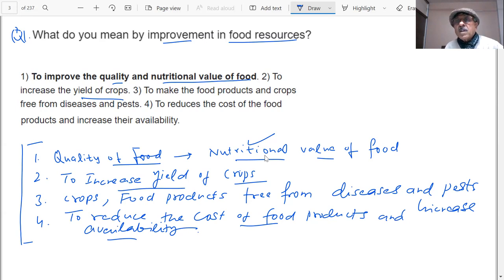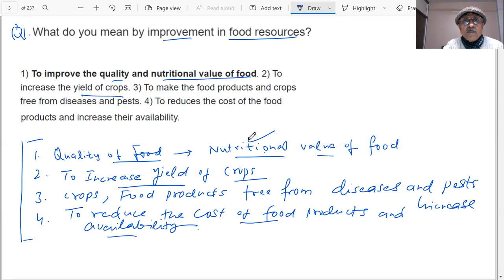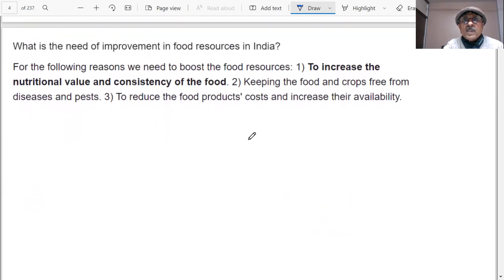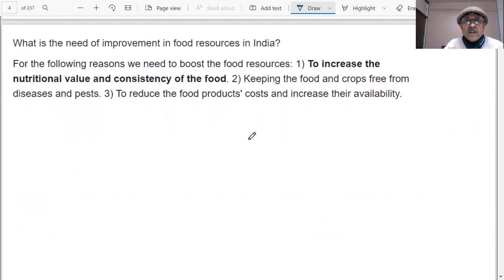Questions are always asked like this. So we should be prepared for answers. Certain questions need written descriptions. So we have to write the most important points first, because it depends on how much marks have been allotted. And we have to continue. The question number two was asked to the students, as it is important: what is the need of food resources in India?